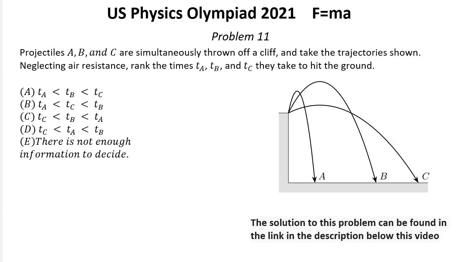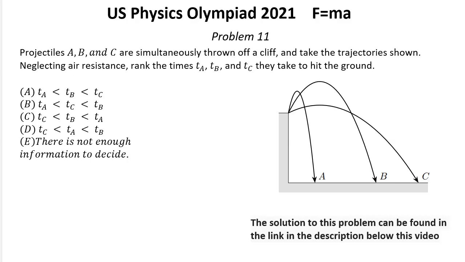Solution for problem number 11. Since the x and the y directions are independent, the time to impact only depends on the initial vertical speed, which in turn determines the maximum height. The higher the maximum height, the longer the trajectory takes.